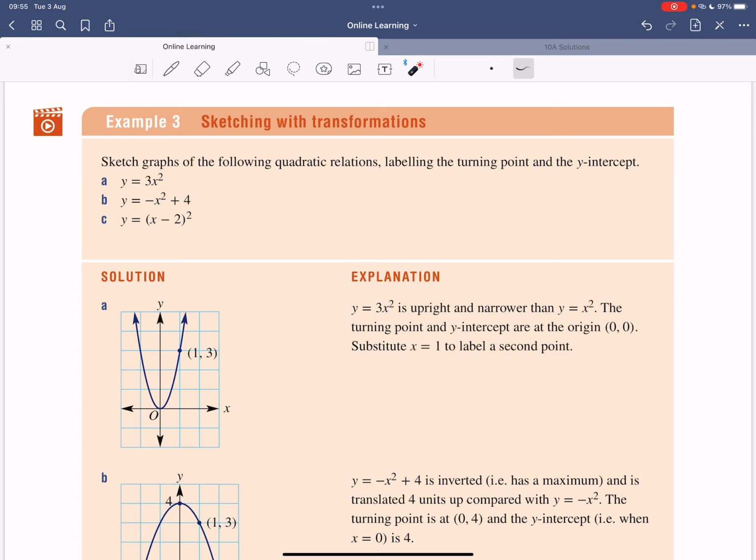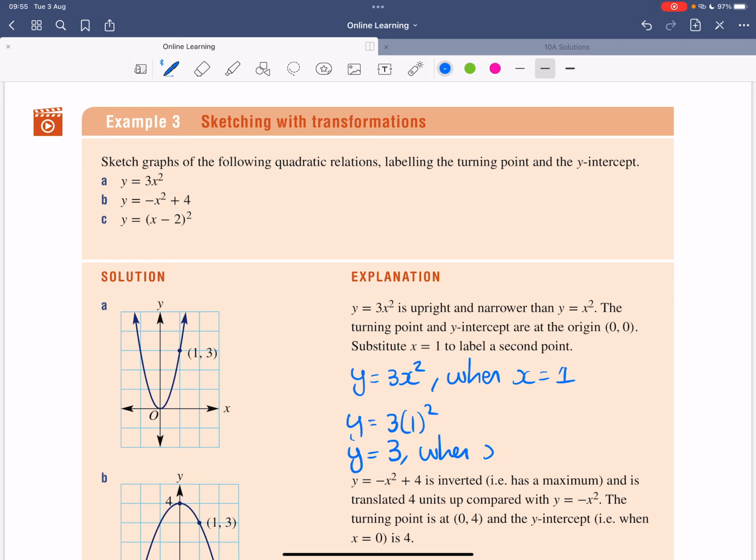So let's go ahead and do that. So for y equals 3x squared, when x equals 1, we're going to substitute 1 in for x, like that. And so 1 squared is just 1 times 1, that's 1. And so 1 times 3 is 3. So y equals 3 when x equals 1.